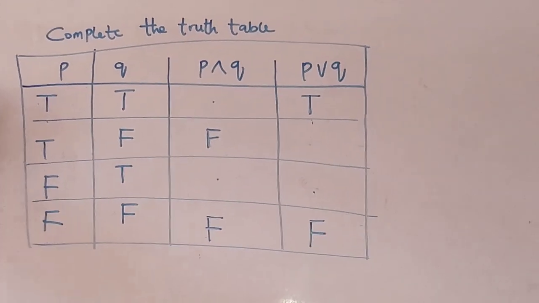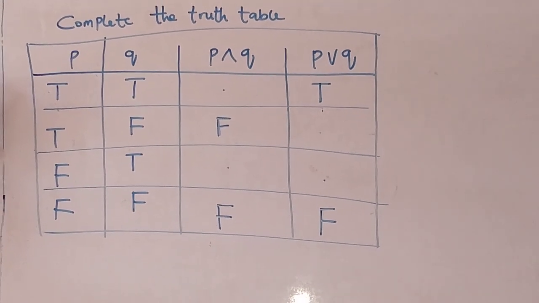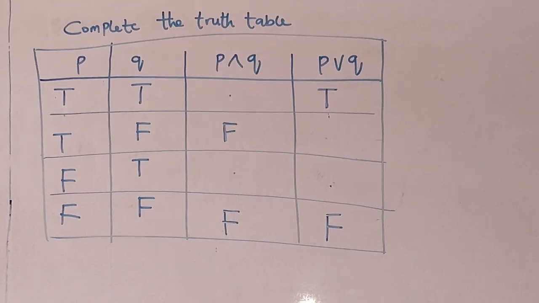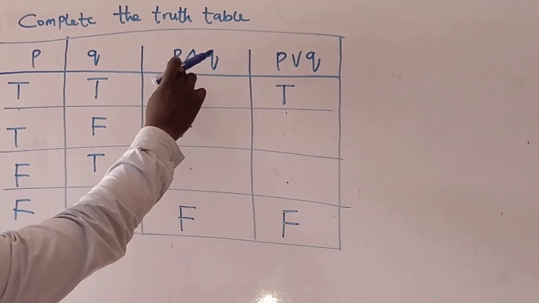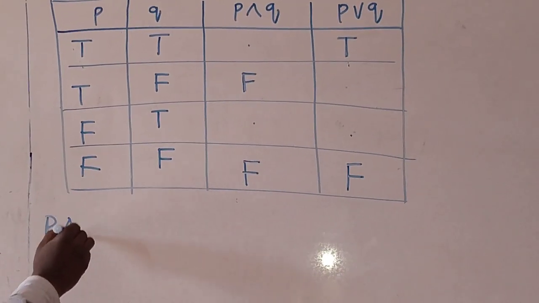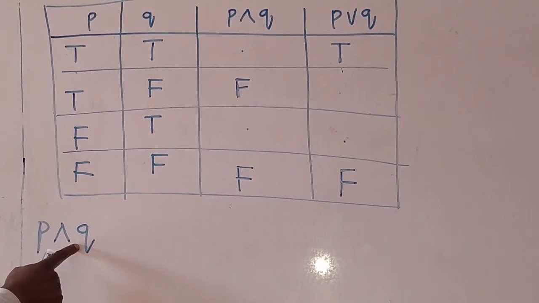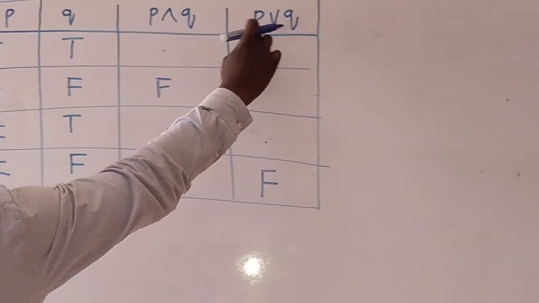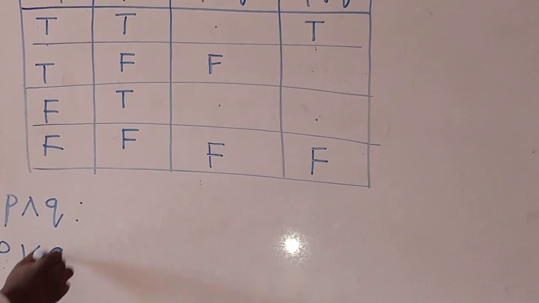This is a question from logical reasoning, or some people call it logic. And from this cell, now you have this. This is called P conjunction Q, right? Then the other one here is called P disjunction Q.